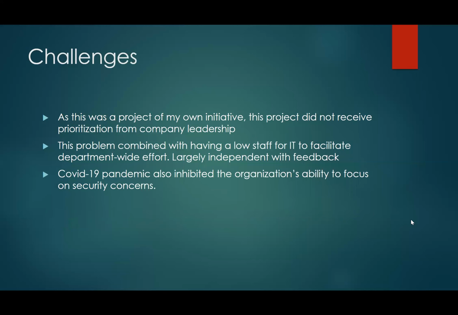The main challenges that I faced with the incident response plan were really all wrapped up in that this was a project of my own initiative. And so because of that, it wasn't a key project for the organization as a whole. And that was kind of amplified with a low internal staff for our IT department. And then further made difficult with the COVID-19 pandemic.